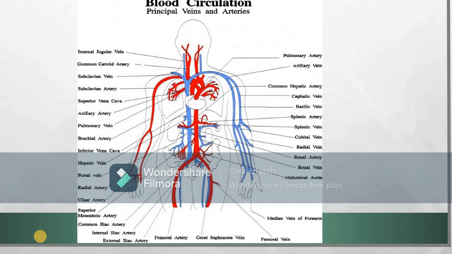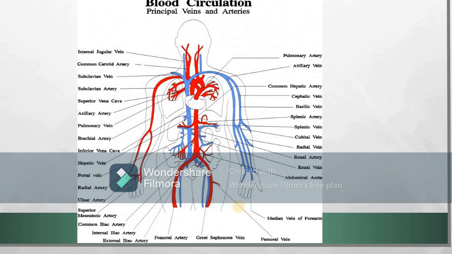So the aorta divides into the two common iliac arteries. Here, this one is the iliac artery. It is divided into two main parts. Each external iliac artery becomes the femoral artery in the upper thigh, and it gives branches to the thigh, knee, shank, ankle, and the foot.